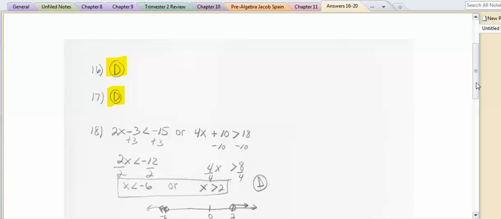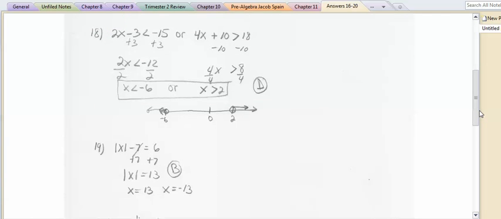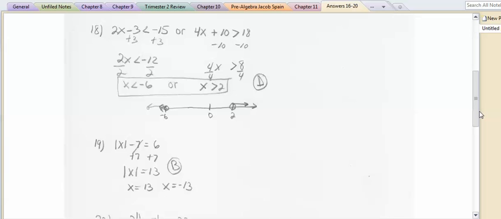Okay, 18. We've got two separate inequality problems, and you're just going to go ahead and solve them like you do any other. And then you're going to pick out the graph. And the graph of your answer doesn't include this -6, that's an open circle. It's hard to see. It's pointing in that direction. If you look closely, you can see it, but the answer choice is D.